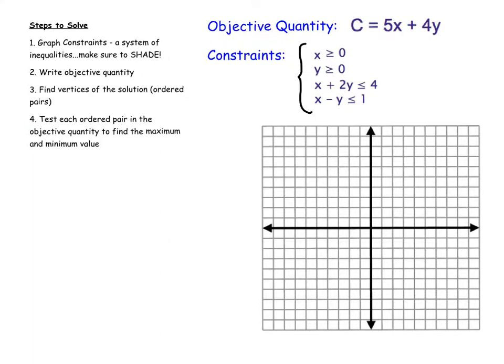Here's another example. We have our objective quantity on top, right here, C. So cost is 5x plus 4y. And we have our constraints right here. X is greater than or equal to 0, y is greater than or equal to 0, x plus 2y is less than or equal to 4, and x minus y is less than or equal to 1. So go ahead and graph and shade your constraints, and then come back and see what to do next.